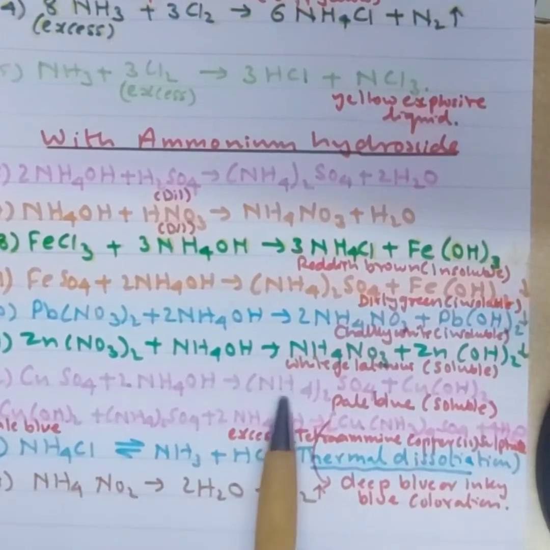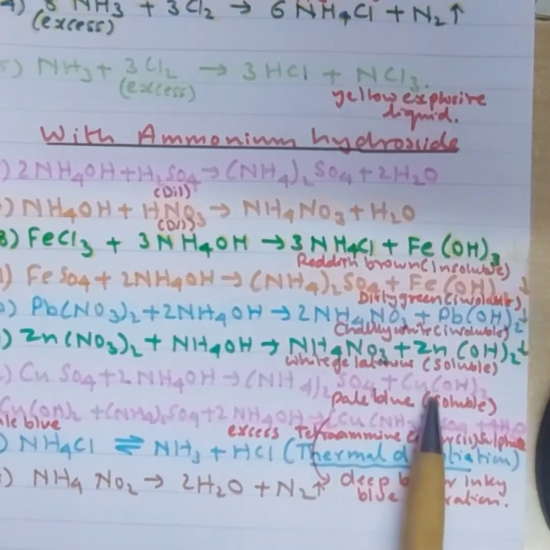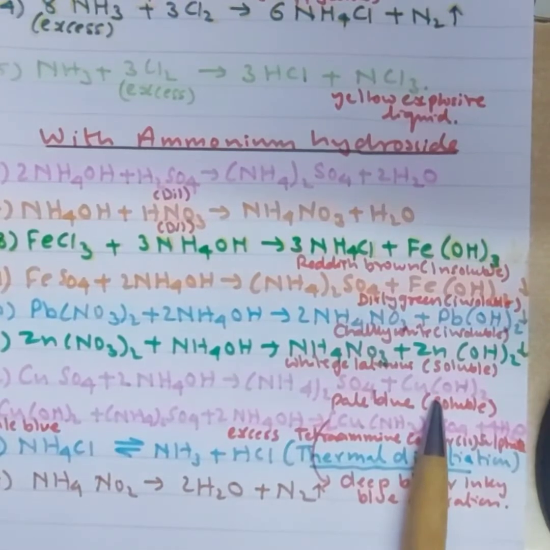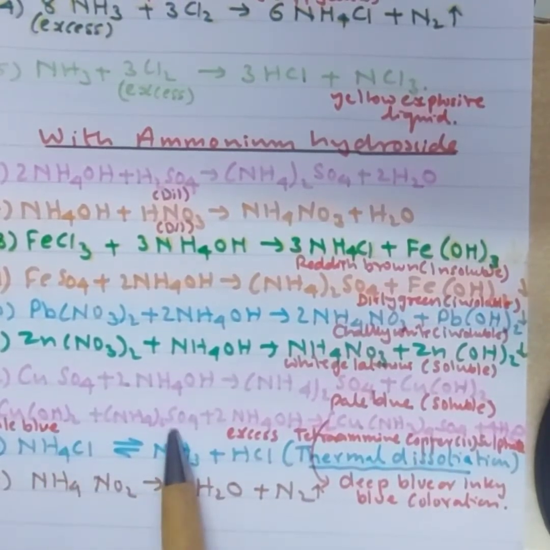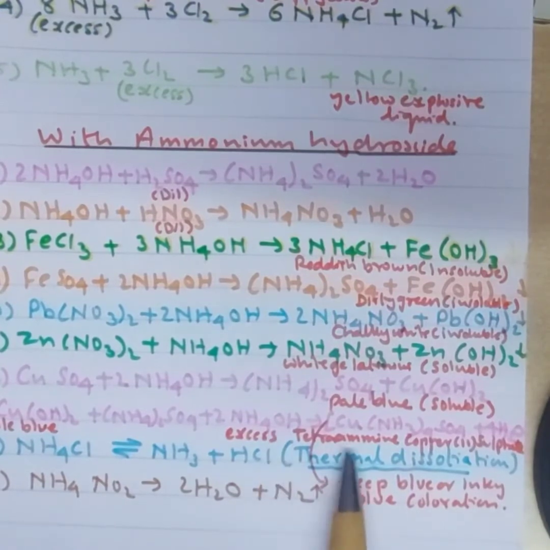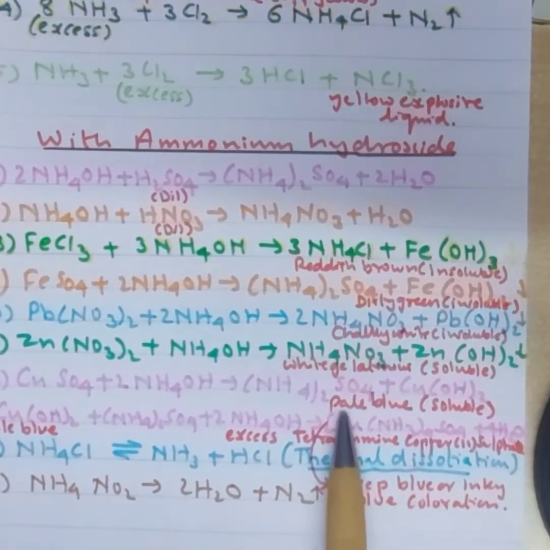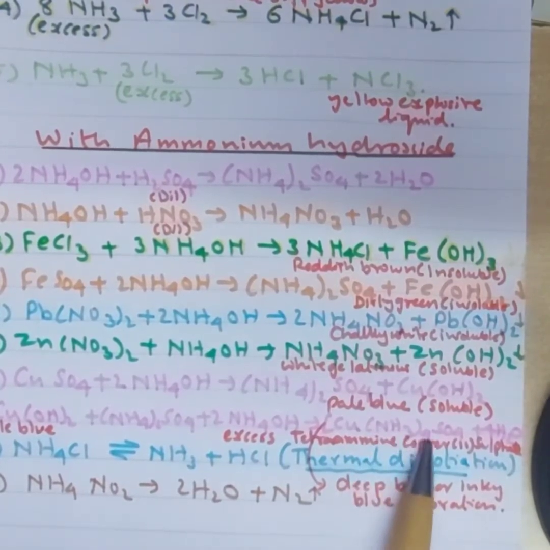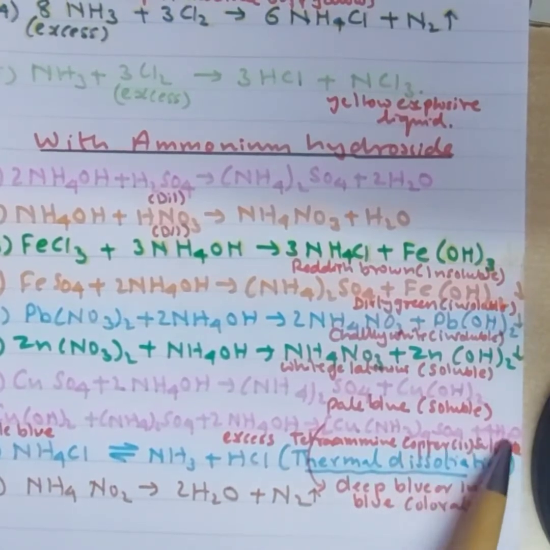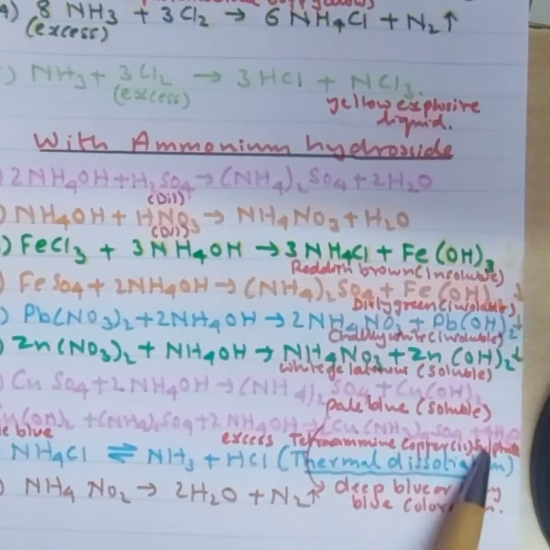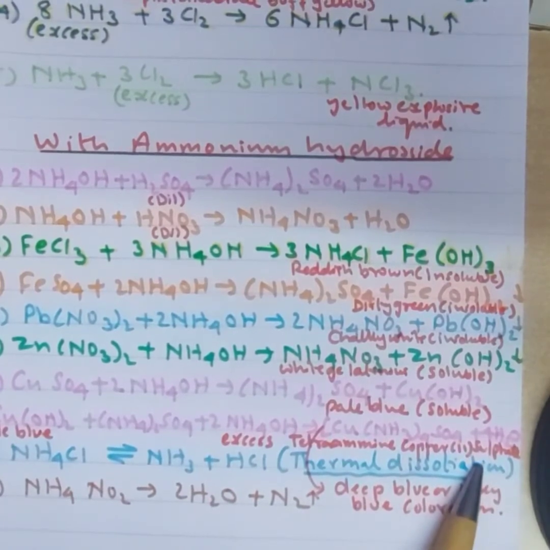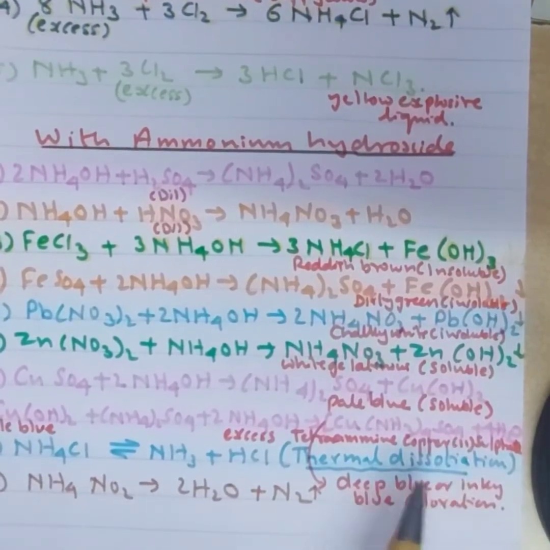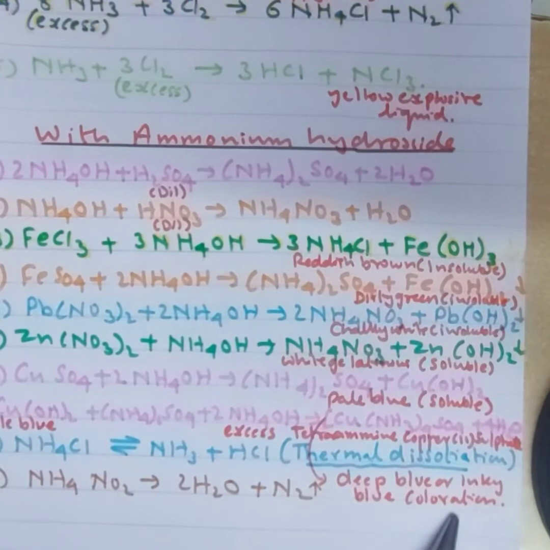Now the same product, we take with excess of ammonium hydroxide. So in that case, copper hydroxide with ammonium sulfate plus ammonium hydroxide gives you tetraamine copper 2 sulfate. See the formula, there is a square bracket, Cu(NH3)4 SO4 plus 4 H2O. So it is tetraamine copper 2 sulfate. Alright. And the color of this will be deep blue or inky blue coloration.